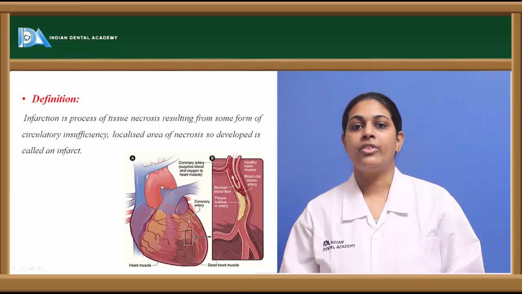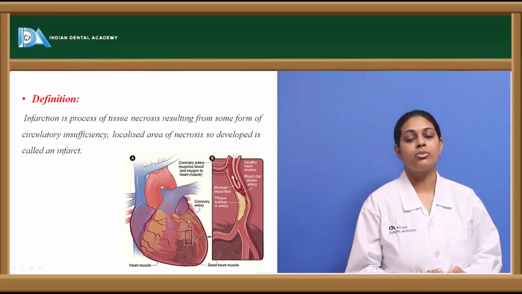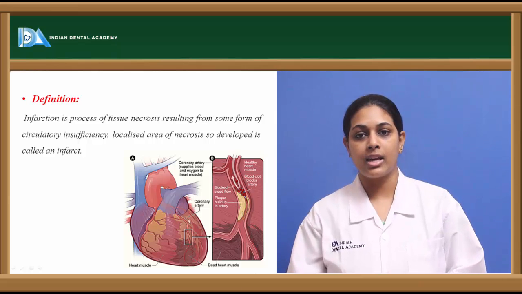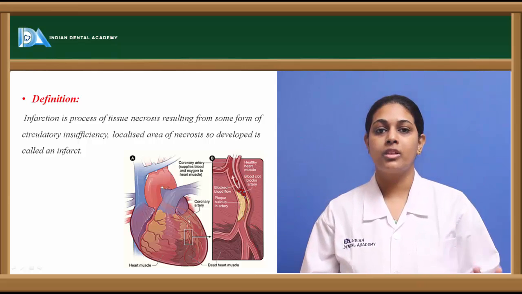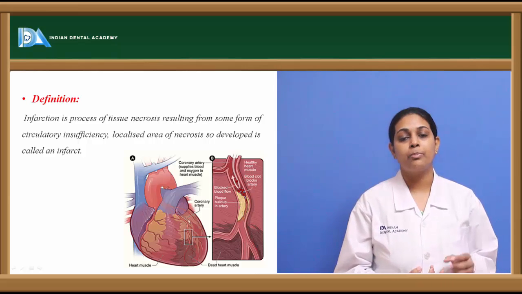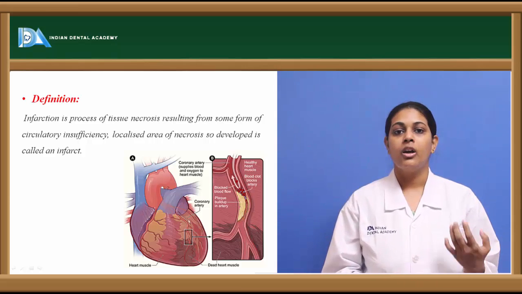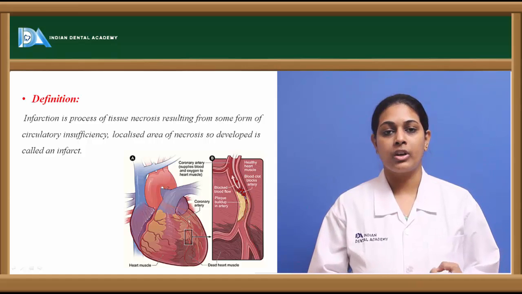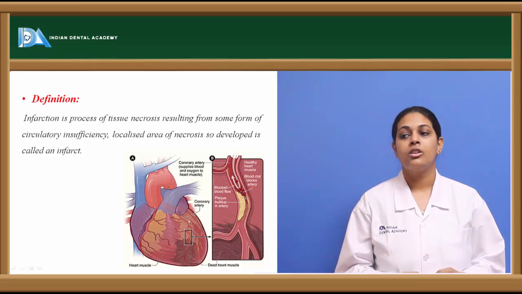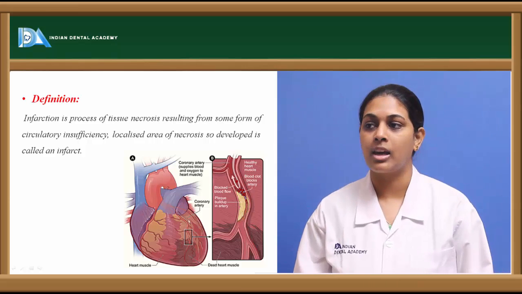Infarction. Infarction can be defined as a process where tissue necrosis is formed, mostly because of any insufficiency in the circulatory system. This results in tissue necrosis, and this process is known as infarction. And that particular area which is exposed to this process of circulatory insufficiency is known as an infarct.